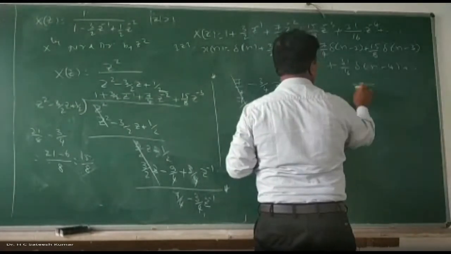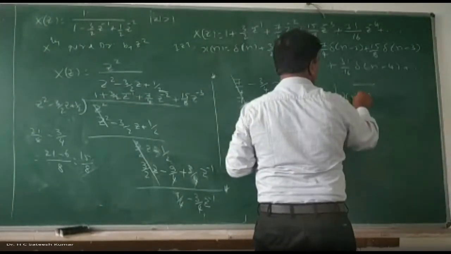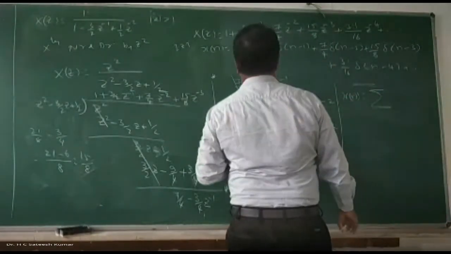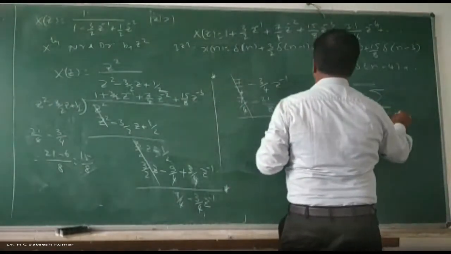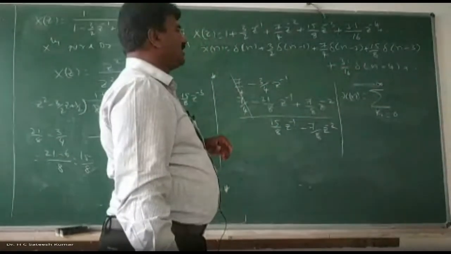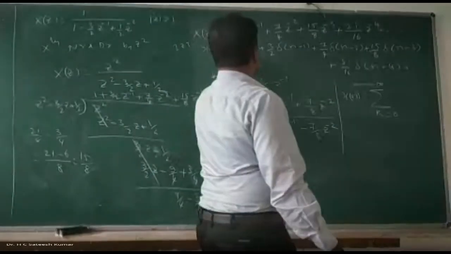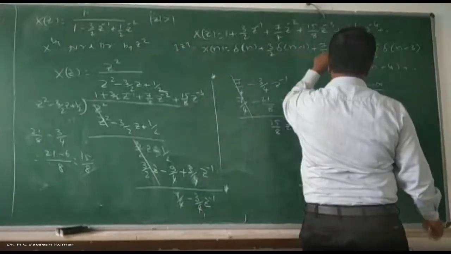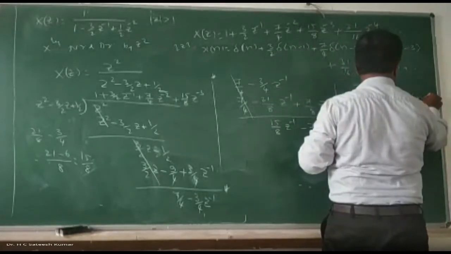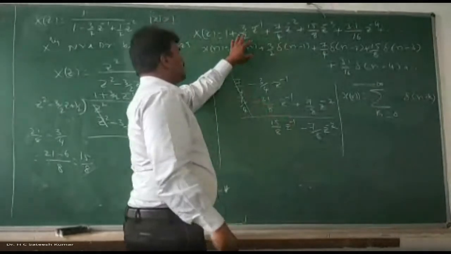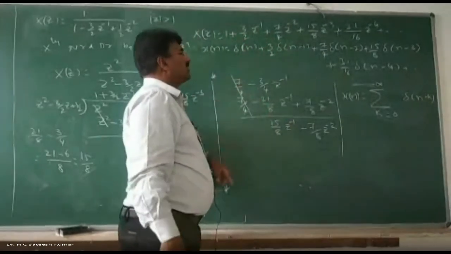What is that? X of n is equal to, closed form expression I'll write. X of n is equal to summation, k ranges from 0 to infinity. First, term by term you take it. Delta of n minus 0, n minus 1. That means delta of n minus k. This term you got it. Okay. First delta of n, numerator and then denominator.